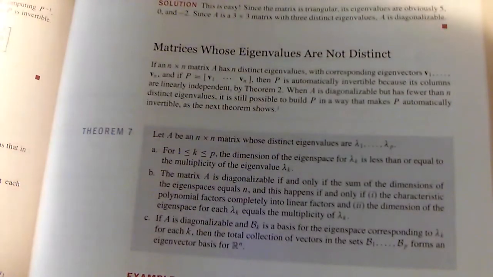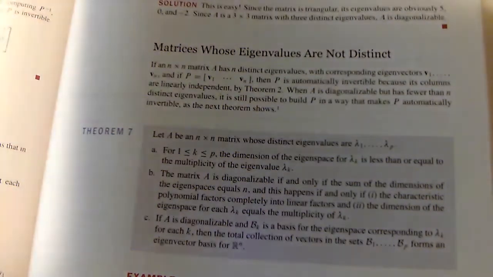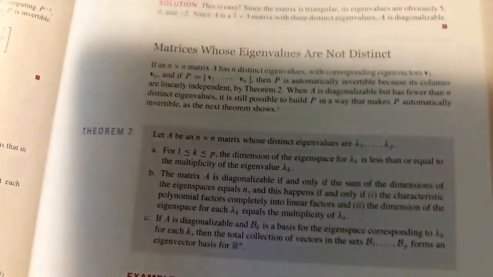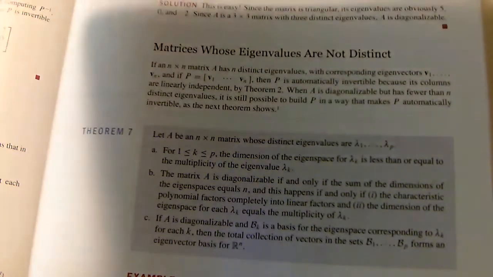So an n by n matrix has distinct eigenvalues, lambda 1 through p. So the dimension of the eigenspace for lambda k is less than or equal to its multiplicity. So you can never have more eigenvectors than you have eigenvalue multiplicity. So if you have a multiplicity of 2, you can't have more than 2 eigenvectors.